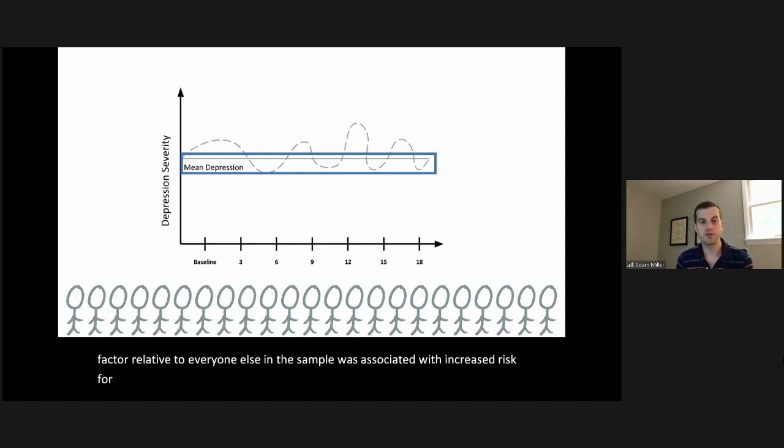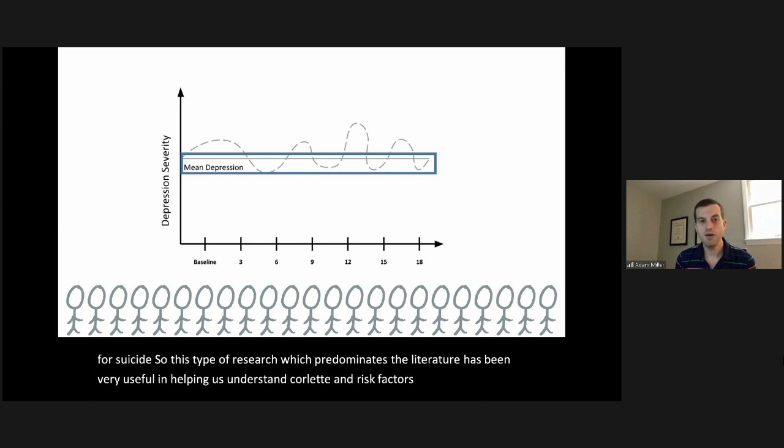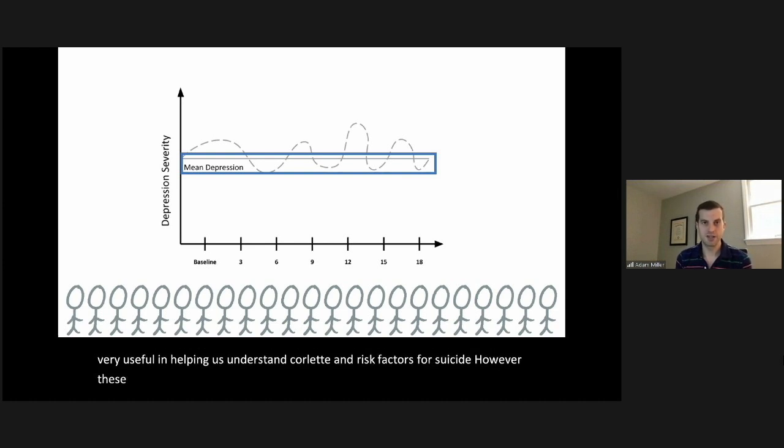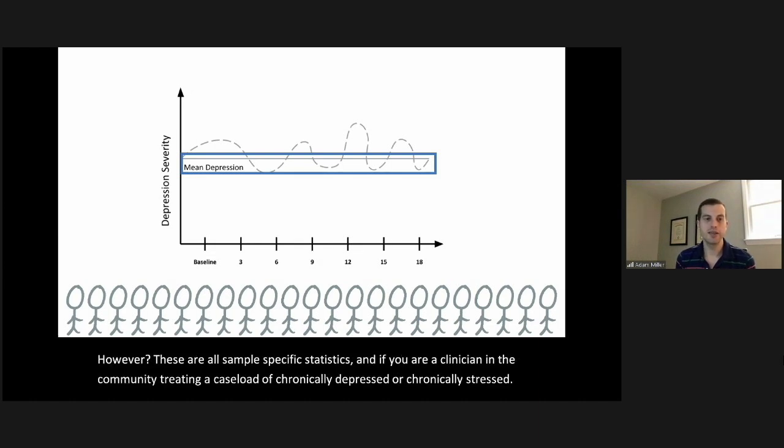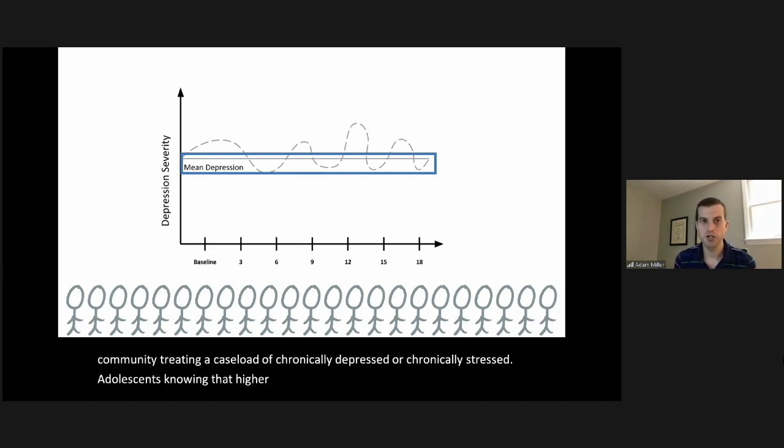So, this type of research, which predominates the literature, has been very useful in helping us understand correlates and risk factors for suicide. However, these are all sample-specific statistics. And if you are a clinician in the community treating a caseload of chronically depressed or chronically stressed adolescents, knowing that higher levels of stress and depression are associated with risk is not particularly useful.